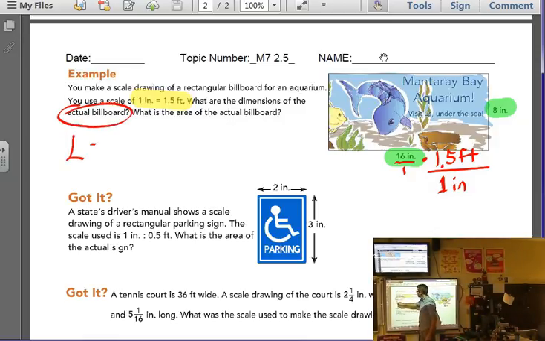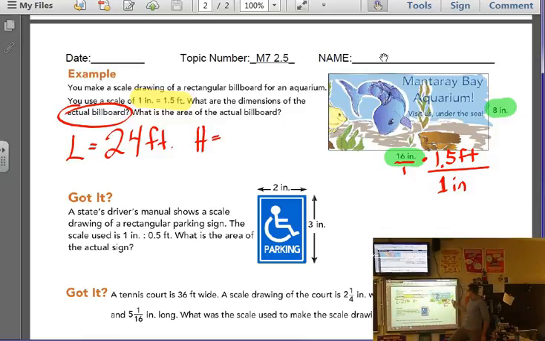So my billboard, what will that length be? Yeah, because if I do 16 times 1.5, what's half of 16? Well, that's 8. So we add it till we get 24, and that's going to be feet. And then the height of that billboard, I do the same thing with my 8, just times the 1.5 conversion factor, and that's going to give me 12.